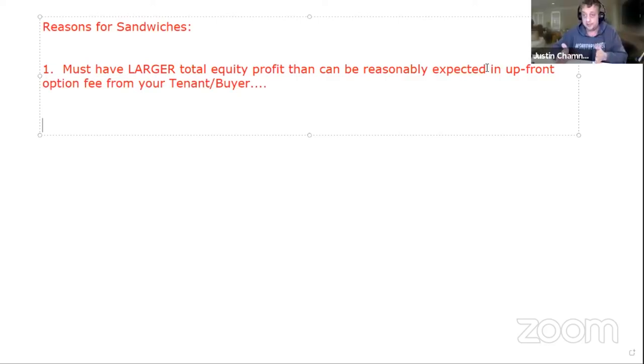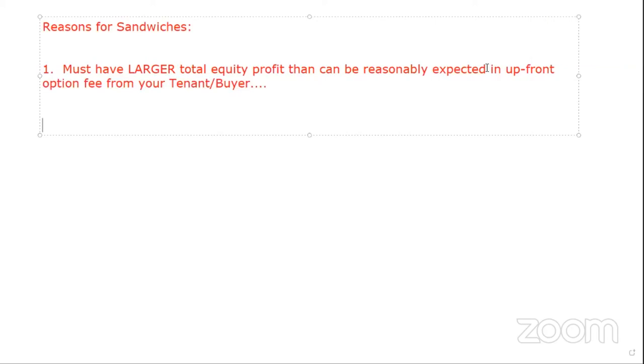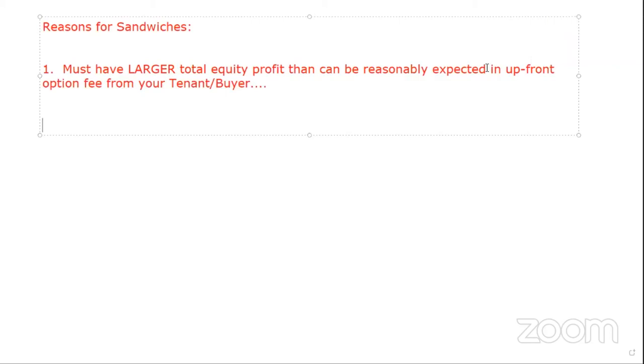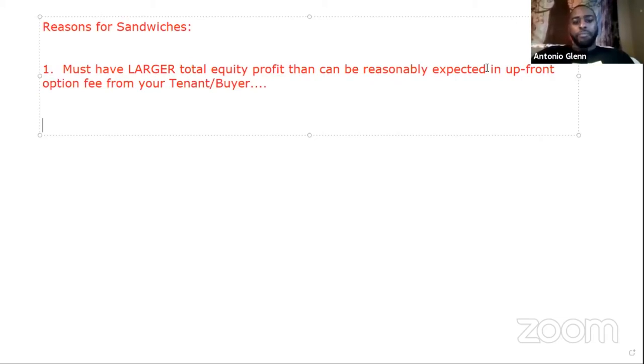Well, if there's only a $10,000 profit spread here in our example, and I found a tenant buyer that's got $10,000 in cash, he's ready to go. You want to assign it and get out of it? Yes, I'm just going to assign it because there's no larger amount there for me to stay in the middle to collect. Does that make sense, Antonio? Yes, makes perfect sense. Thank you. Okay, great. Anybody with questions on that one?